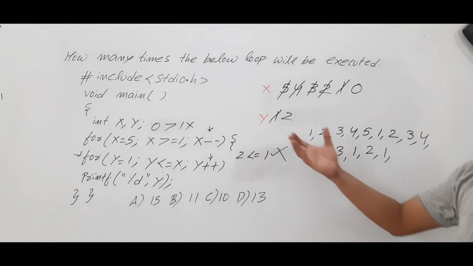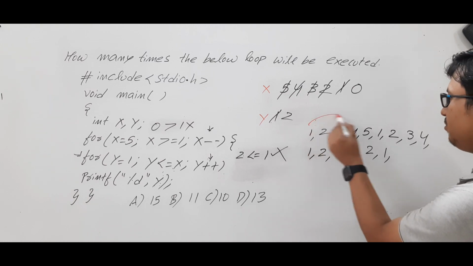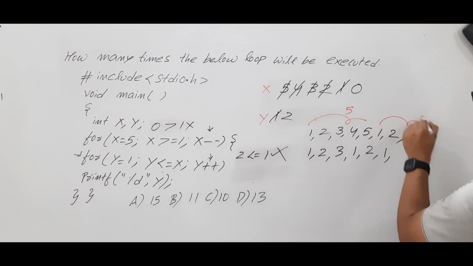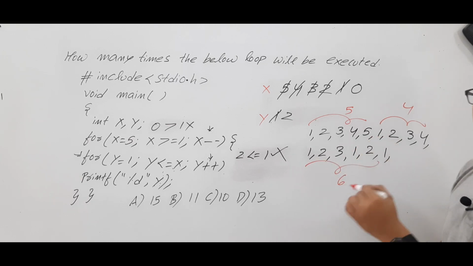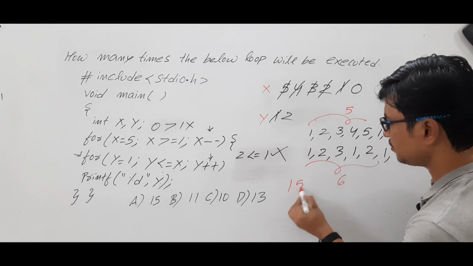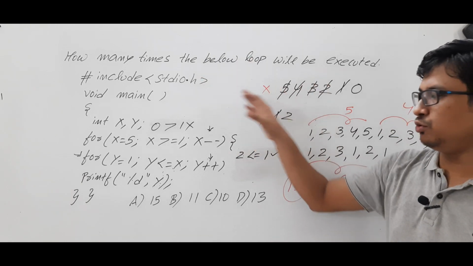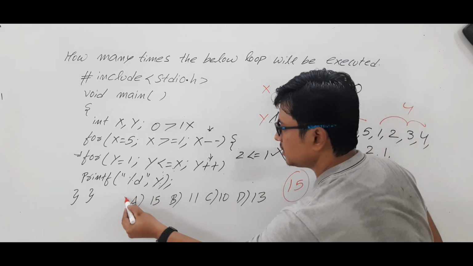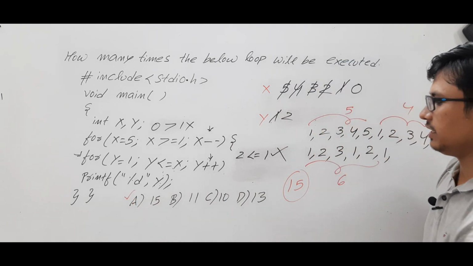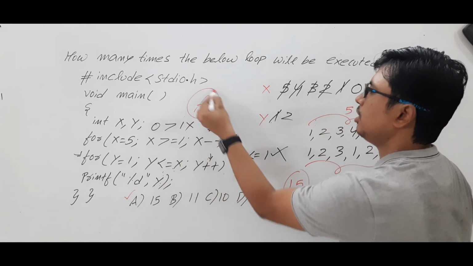So how many times this y value is printed? How many times you count it? 5 times, 4 times, 6 times. So 5 plus 4 plus 6, it has printed 15 times. So in this program, 15 times this loop has been executed. So the option A is 15. Option B is 11, option C is 10, option D is 13. So the right answer for this question is option A.